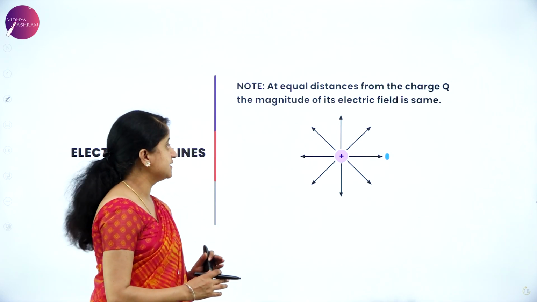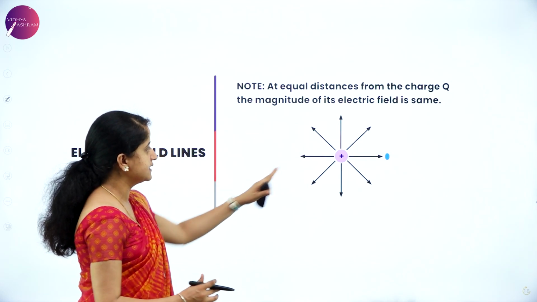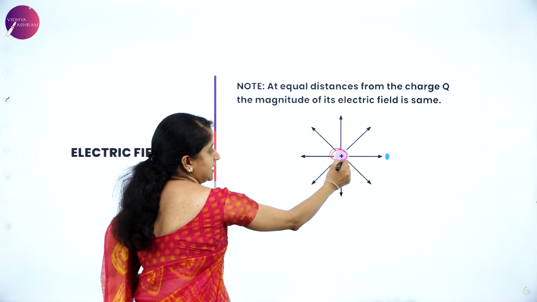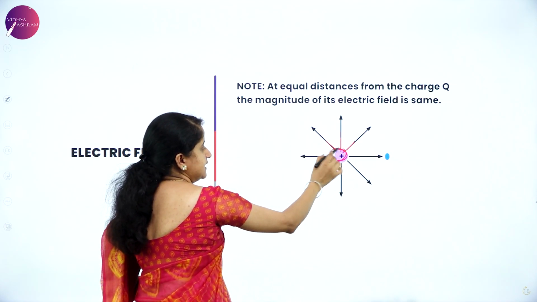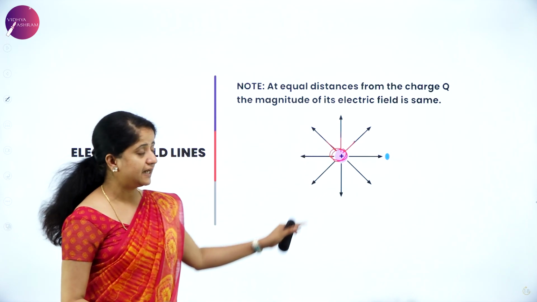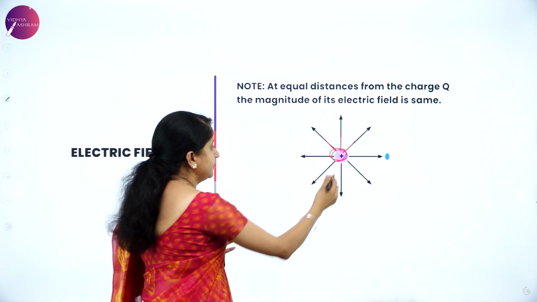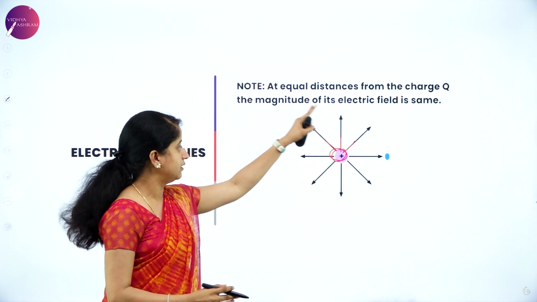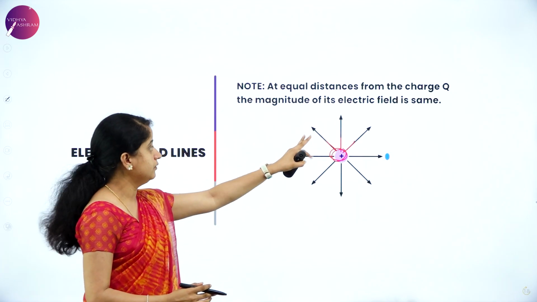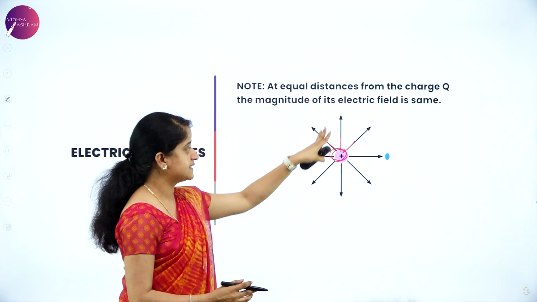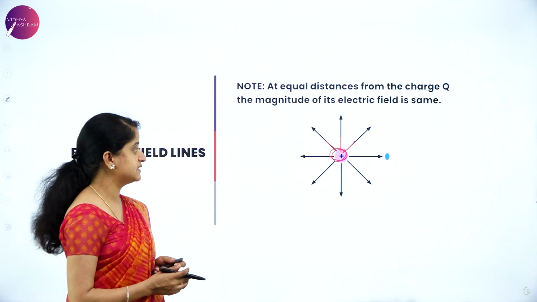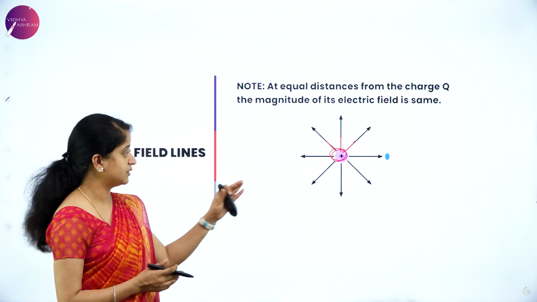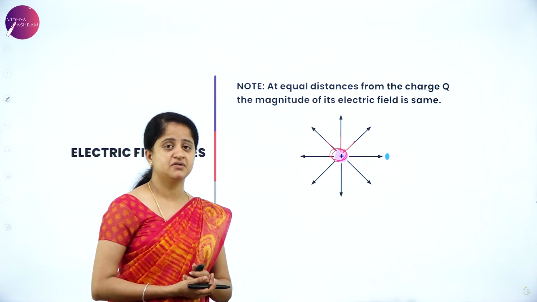So from this we can understand that at equal distances from a charge, the magnitude of its electric field is always the same. You can observe here these are radially outwards, but at equal distance, from this point to all these points, the magnitude of electric field is always the same. So this is one of the special conditions we must know about.